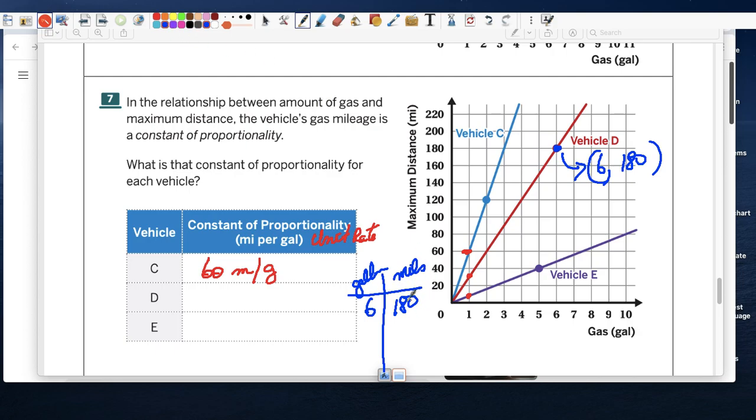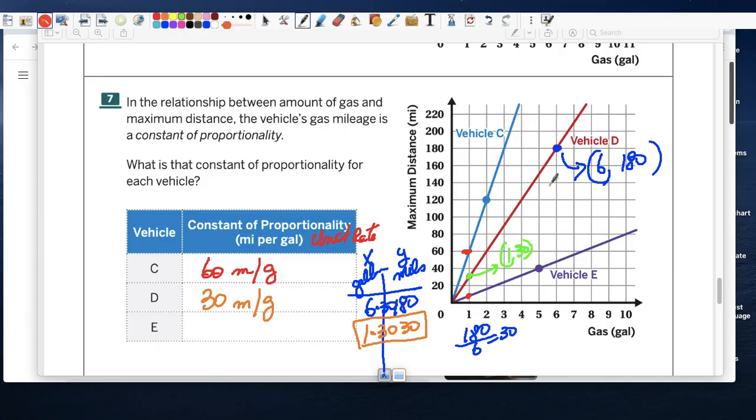How do we find a constant of proportionality? Well, we're going to divide. Remember, this is x and y. Divide 180 over 6. That gives you 30. So it's times 30. So everything is going to be times 30. So what if I had 1 gallon of gas? It'd be times 30. And we just found our unit rate. So with 1 gallon, vehicle D goes 30 miles per gallon. And it makes sense. Look, does that point right there look like 1 and 30? It actually does. So this is the unit rate for that car.